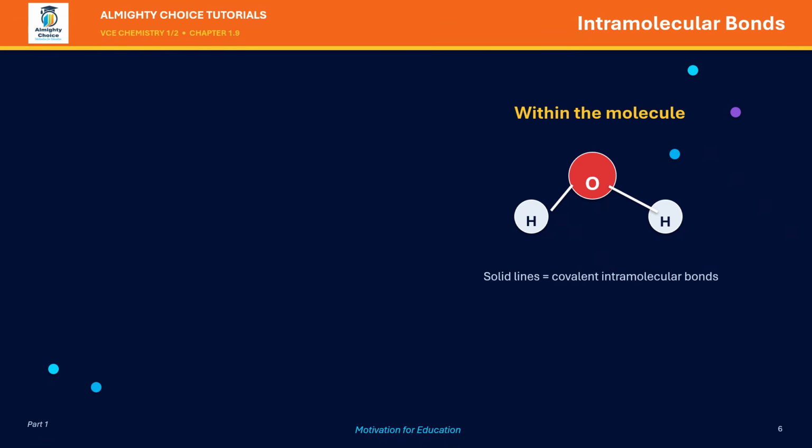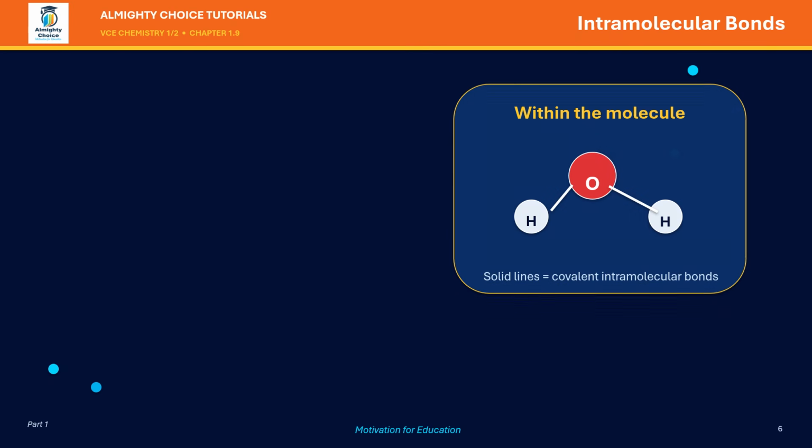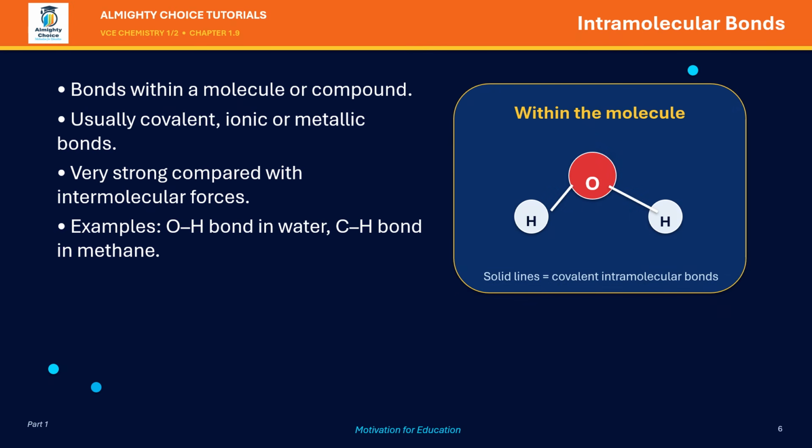Let's start with intramolecular bonds. The word intra means within. So the intramolecular bonds are within the molecules or compound. In the water, the solid lines show the covalent bonds between oxygen and hydrogen. These bonds are strong and they're not the same as the weaker forces between separate water molecules.